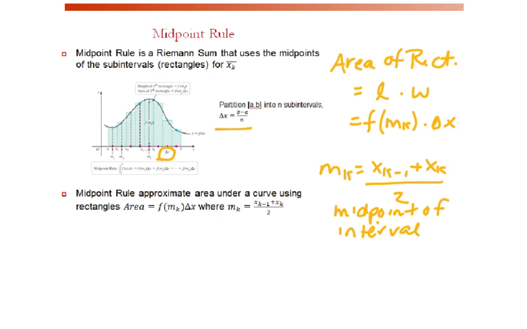The height of it at the midpoint is found by calculating the midpoint of the interval, which is just x sub k minus 1 plus x sub k, divided by 2. And then the length of that is found by putting that midpoint into the function. So here's your length and here's your width. Multiplying the two together gives you an area for that rectangle, and then you're going to sum them.